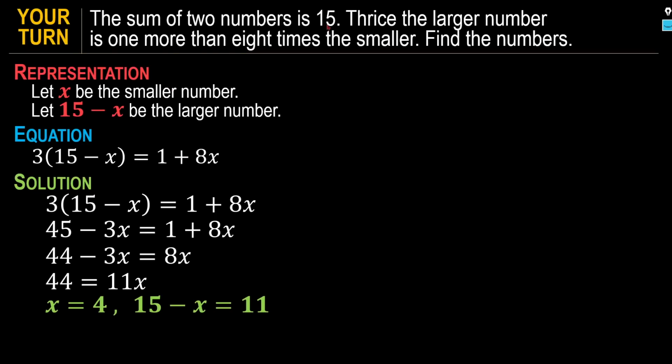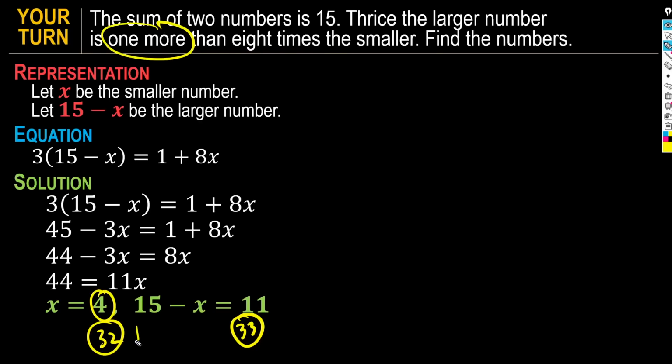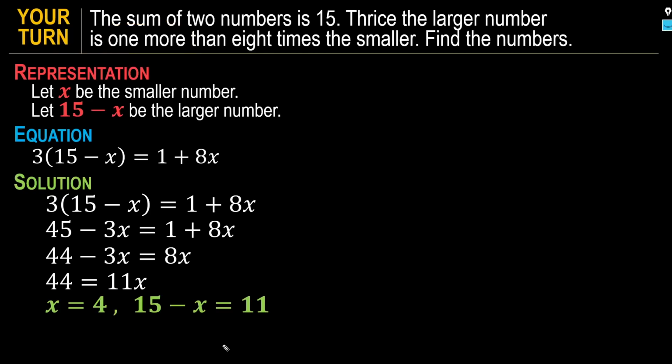So our final answer, again, you can test that. The sum of the two numbers, 4 plus 11, tama, 15. Oh, thrice the larger. Sino ba yung larger? Si 11. What is thrice 11? 33. Oh, thrice the larger is 1 more than 8 times the smaller. What is 8 times the smaller? 32. O, tama ba? Thrice the larger is 1 more than. Tama naman, no? Di ba? Pag inad mo ng 1 dito, magpapantay yan. Correct. So we are confident that the final answer is that our numbers are 4 and 11.